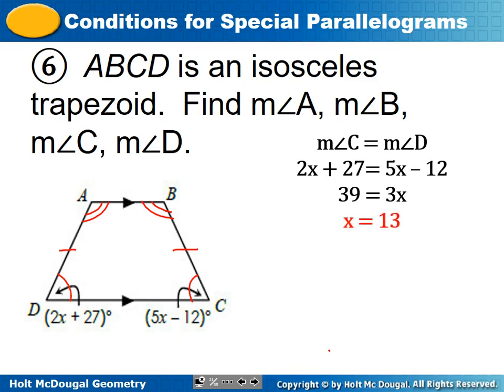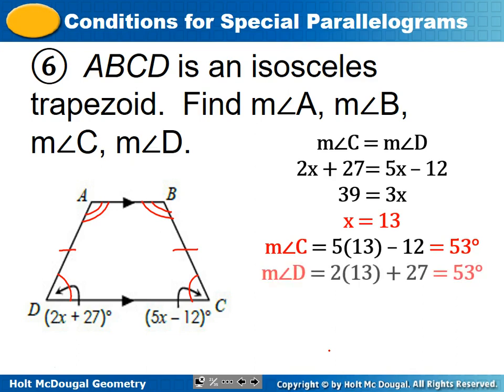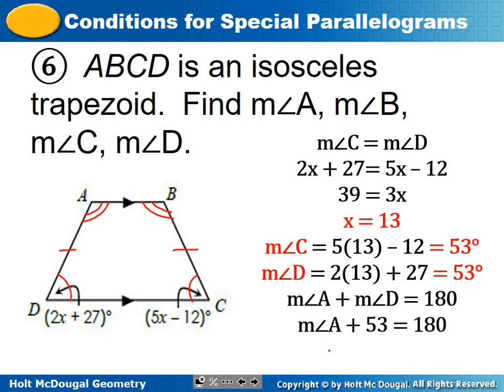Now, to find the measure of angle C and D, I just plug that 13 in. So that would give me 53 for angle C and 53 for angle D. And that should be the case. And if it's not, then we know we got the wrong value for X. Now to find A or B, I just subtract 53 from 180, because when I add those two angles together, they have to equal 180. So I'm going to subtract the 53, and that would be the measure of both A and B because we know that A and B are congruent.